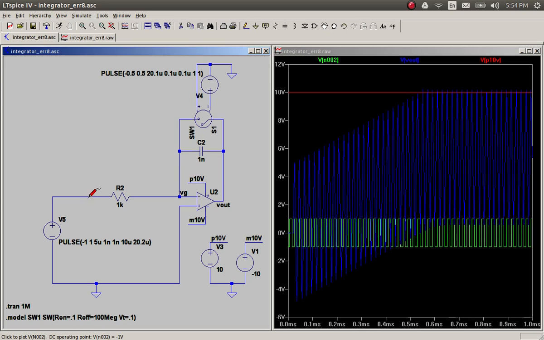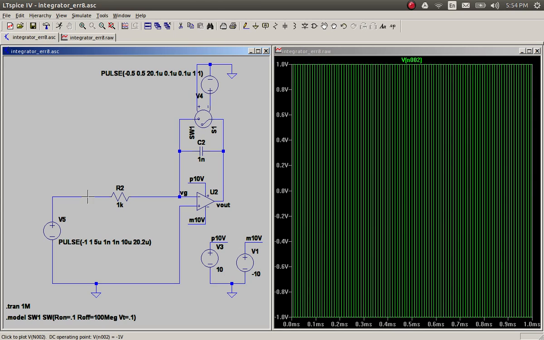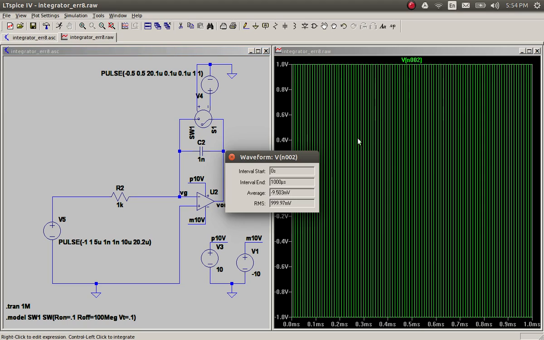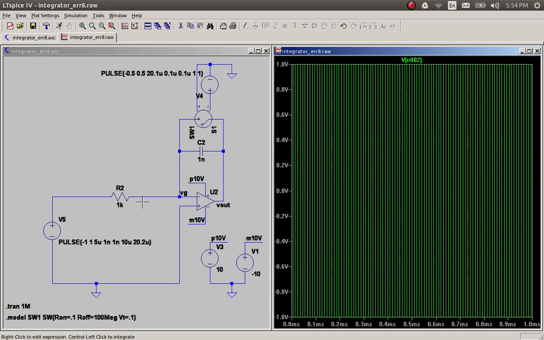So one way of getting rid of many waveforms is to click on the waveform you're interested in twice. So we do that, and for this waveform, if you do control and left click, you get the average value, and you can see it's got a 10 millivolt average value, and that's what's making the output drift. So if you put a small input DC voltage here, it will keep ramping the output till it saturates eventually. So that's what's happening. Interesting.